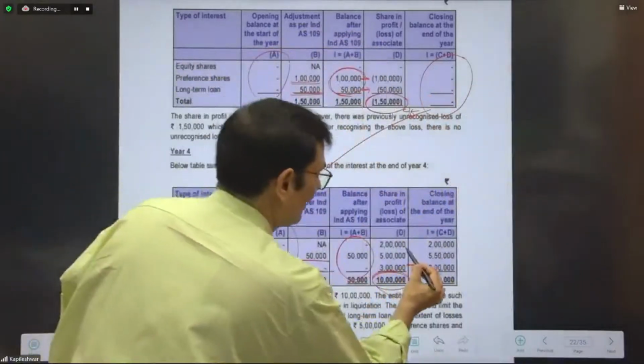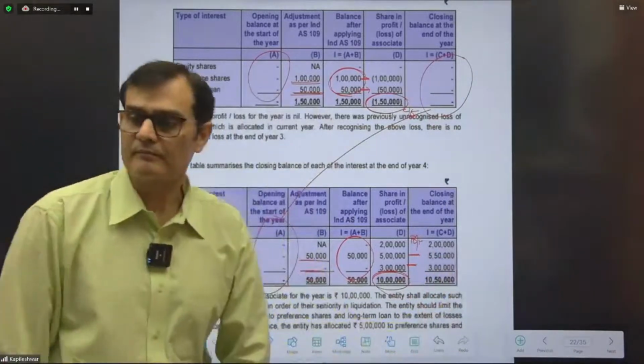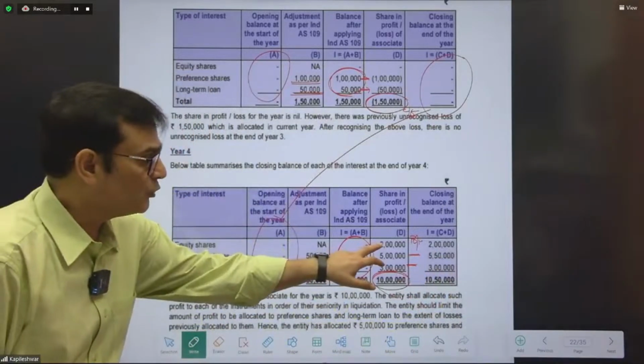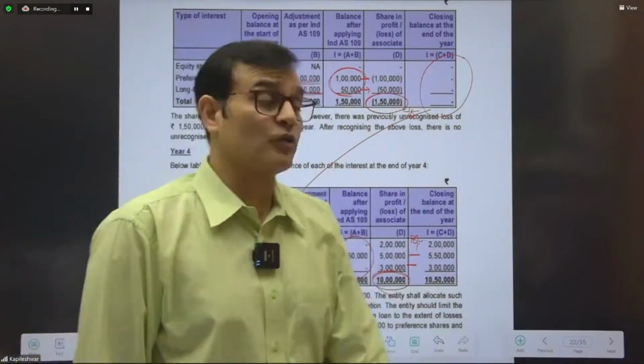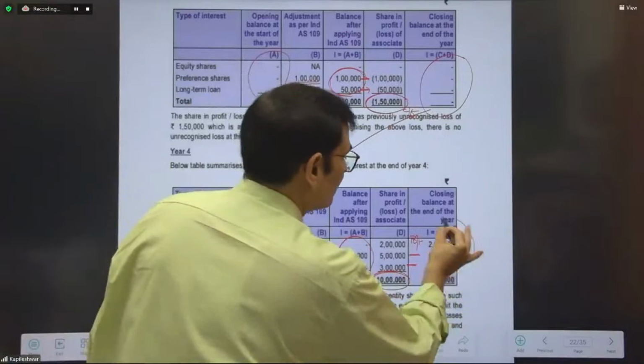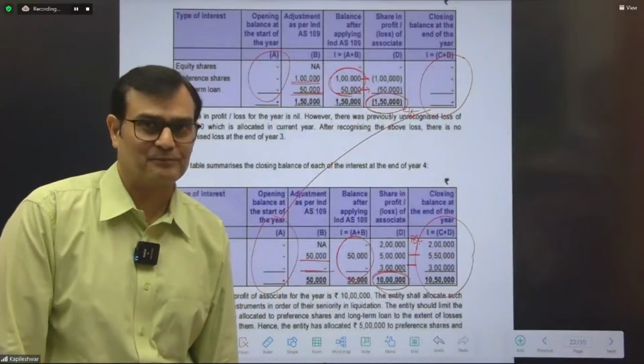You've given him a loss of 5 lakh, give him 5 lakhs, and the balancing figure goes to equity. The balancing figure 2 lakh goes to equity. Now whatever will come will go only to equity. So this is now the revised value of the investments after the allocation of the profits in the associate.